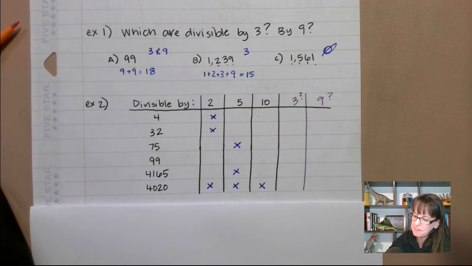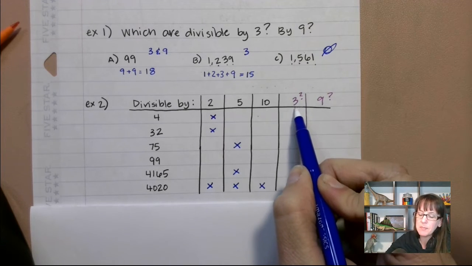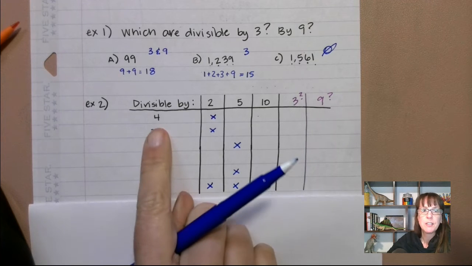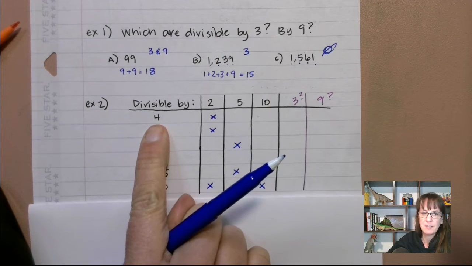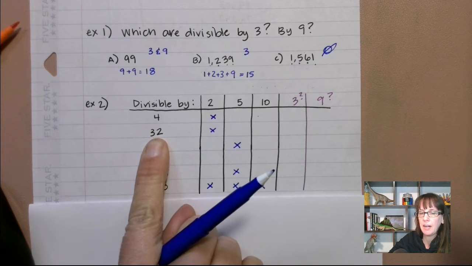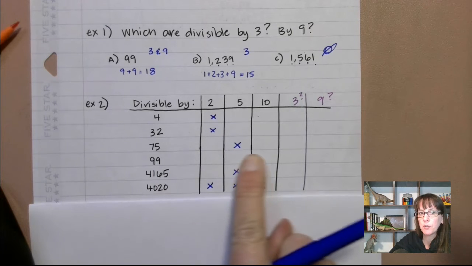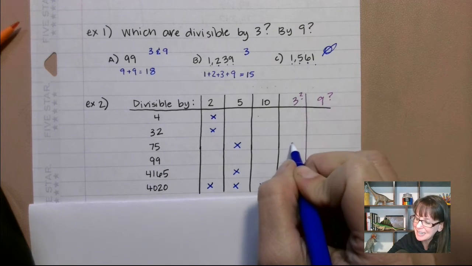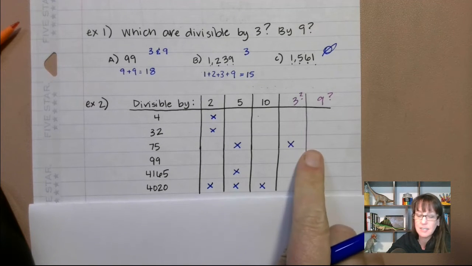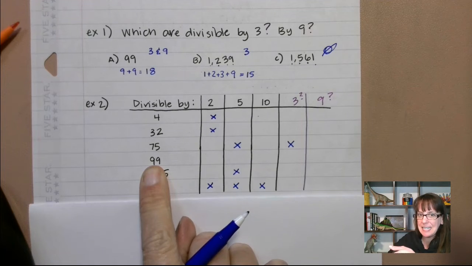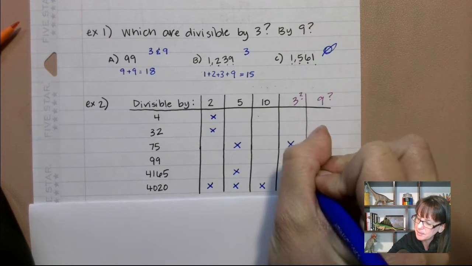That's divisible by 10. Now, if it's divisible by 3, that means when we add it up, it's a multiple of 3. So if we add up 4, that's not a multiple of 3. 3 plus 2 is 5, and 3 does not go into 5. 7 plus 5 is 12, and 3 goes into 12. So 3 is going to go into this number, but 9 is not, because 9 does not go into 12. 99, again, we did that one before. It's 18, so both 3 and 9 go into it.